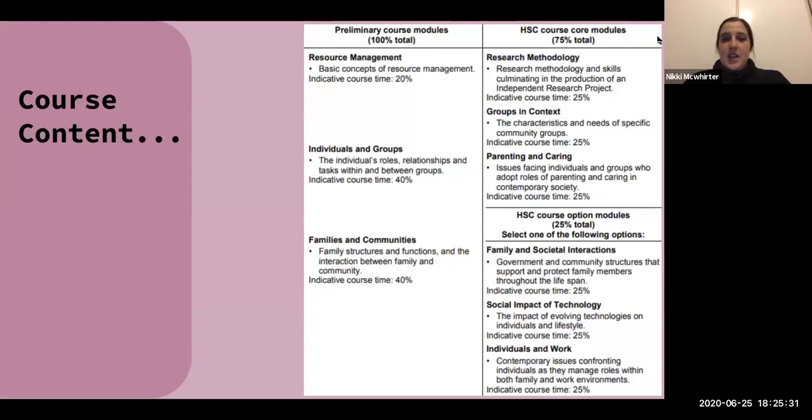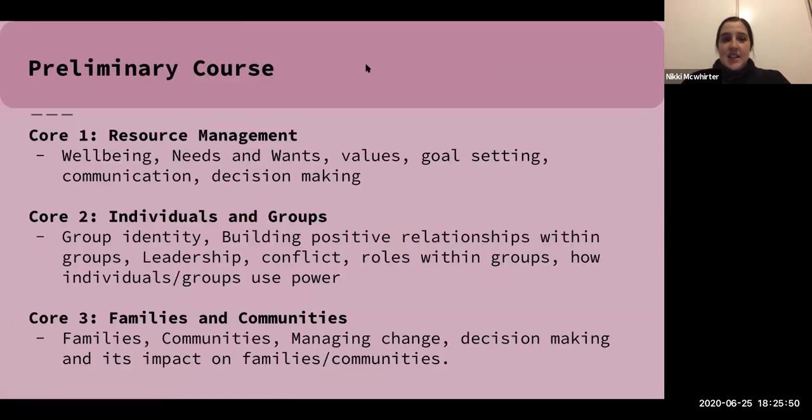So you'll see here the Preliminary content and the HSC content. You have three cores in the Preliminary content: resource management, individuals and groups, and families and communities. Resource management covers goal setting, needs and wants, values, communication, and decision making. All of these skills you'll learn in this topic.